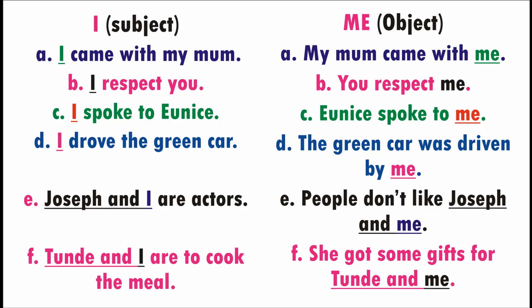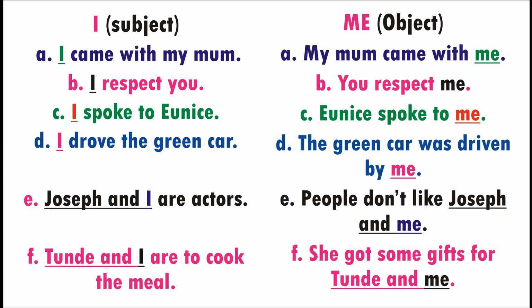Example F, as the subject: Tunde and I are to cook the meal. Of course, Tunde and I are the performer of the verb cook. Tunde and I are the subject of the sentence. So do not forget, Tunde and I are to cook the meal, not Tunde and me, because me cannot function in that part of the sentence. Sometimes we may have more than two as a multiple subject. For example, we can have Tunde, Stanley, and I are to cook the meal.